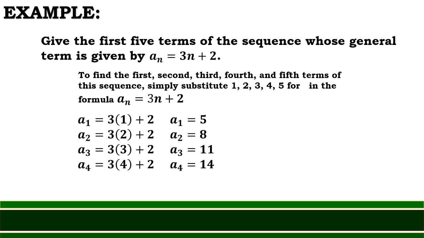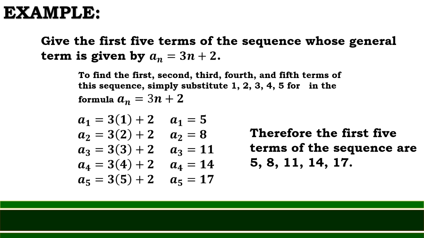Okay, let us try the fifth term. The equation will be a sub 5 is equal to 3 times 5 plus 2. 3 times 5 will give you 15 plus 2 will give you 17. Now, 1, 2, 3, 4, and 5 here are the values for n for the first term, second, third, fourth, and fifth term. Therefore, the first 5 terms of the sequence are 5, 8, 11, 14, and 17.